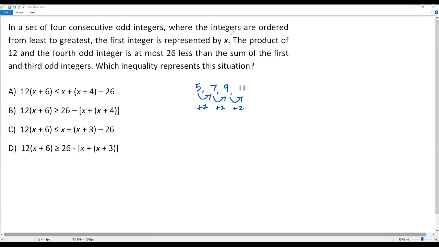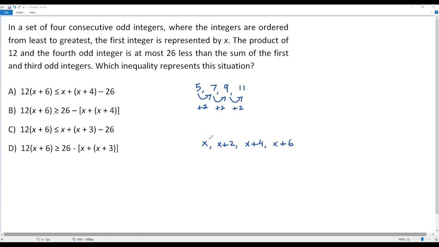According to the question, x represents the first odd integer. To get the next consecutive odd integer, I have to add 2 to this x, like what I've done over here. So after x, the next consecutive odd integer is x + 2. After x + 2, I have to add 2 to get the next consecutive odd integer, and I'm getting x + 4. Now to get the next, we add 2 to this x + 4, and then I'm getting x + 6.